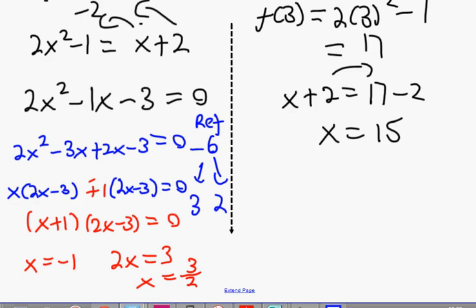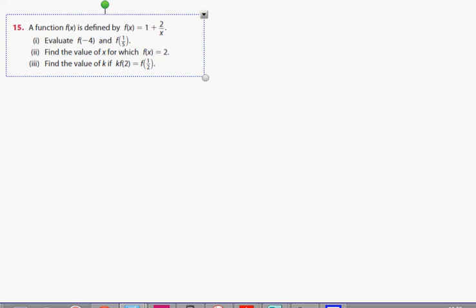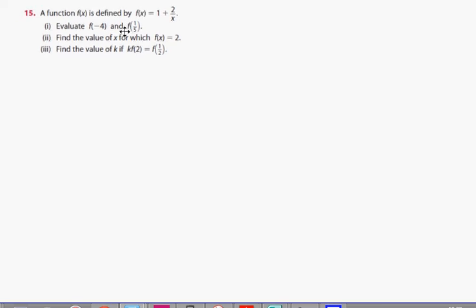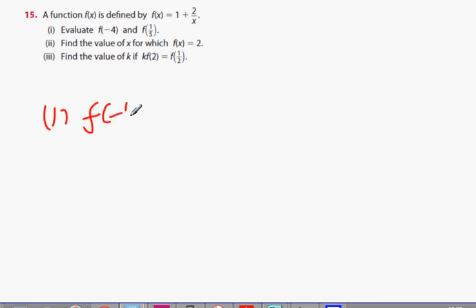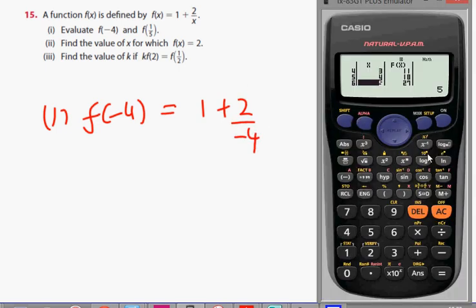Number 15. Function f of x is defined by 1 plus 2 over x. Evaluate f of minus 4 and f of a fifth. F of minus 4 means the new input is minus 4. 1 plus 2 divided by minus 4. A half.